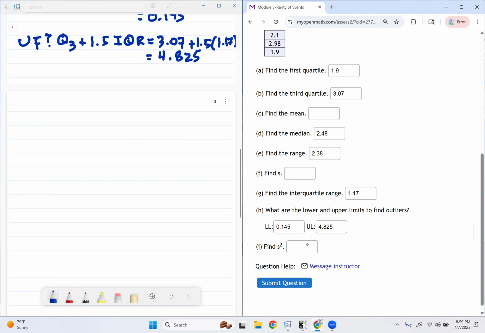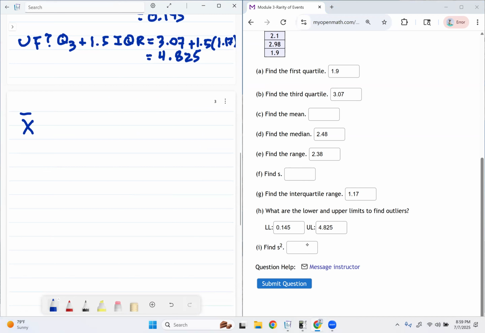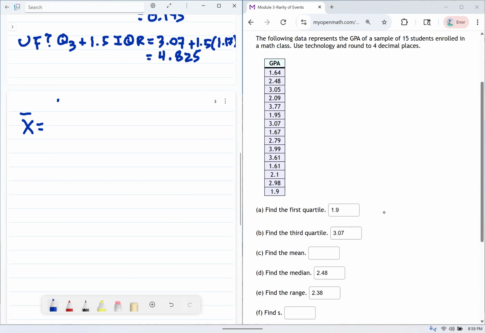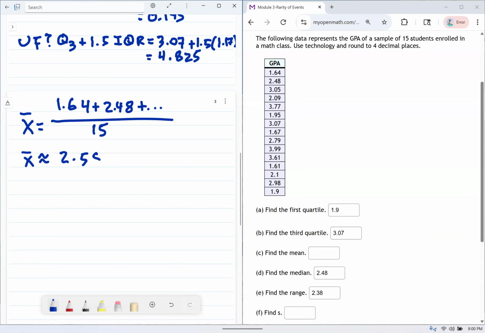To find the mean, or the average, we need to take our values and add them all up, 1.64 plus 2.48 plus ... and divide by the number of terms. In this case, I have 15 students. When I type this into a calculator, I get a mean of approximately 2.58.